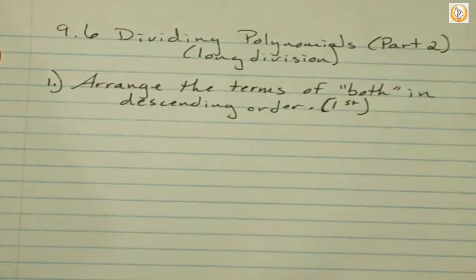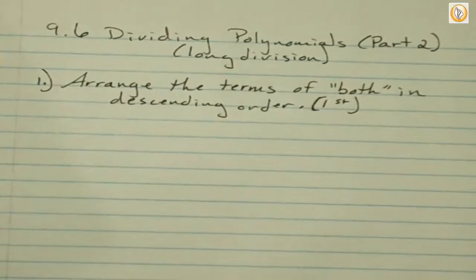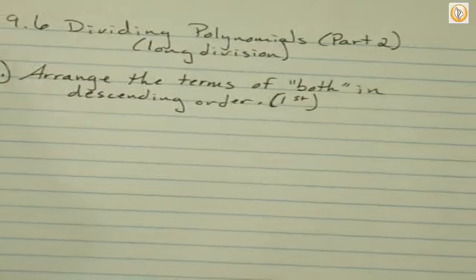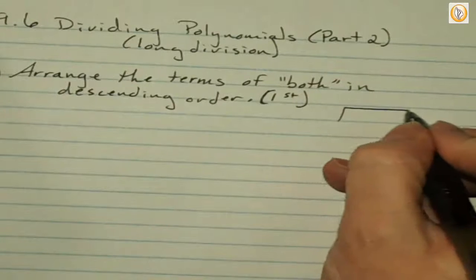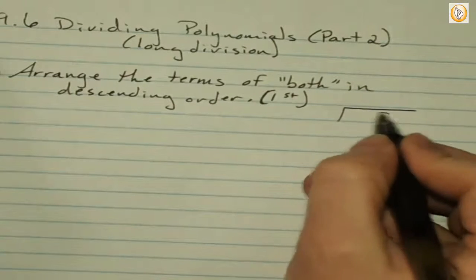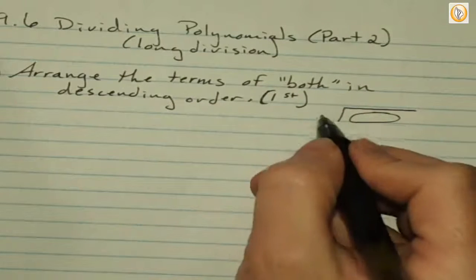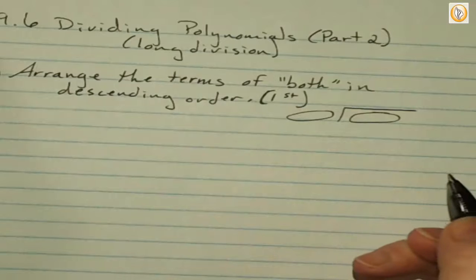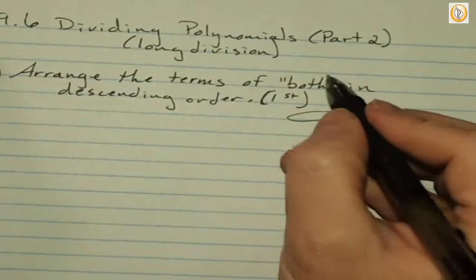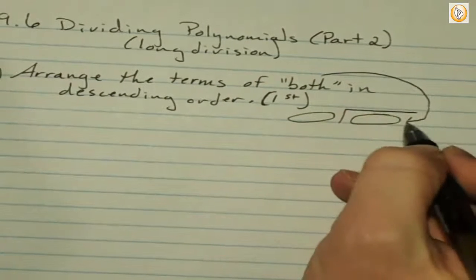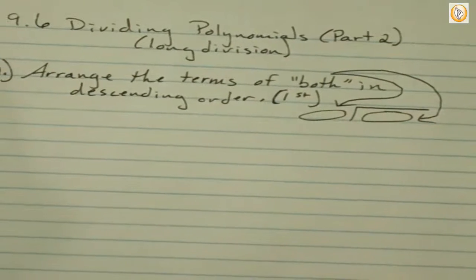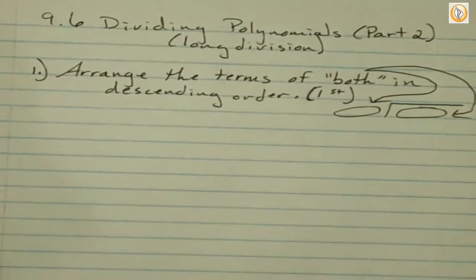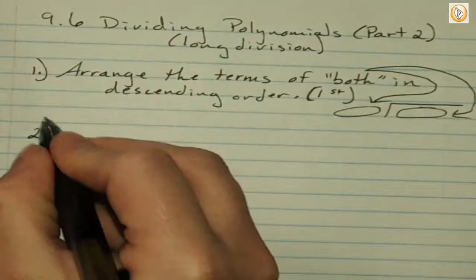Okay, so what I mean by both, when you are doing long division, we're talking about the whole, cowboys in the house, horses outside the house. You're doing that today. And when I say both, I'm referring to what's inside the house and outside. Make sure you put it in descending order.